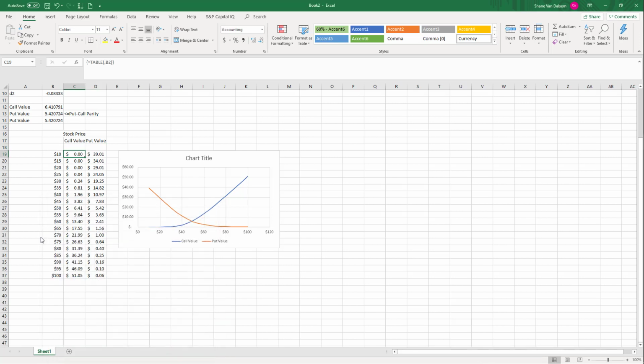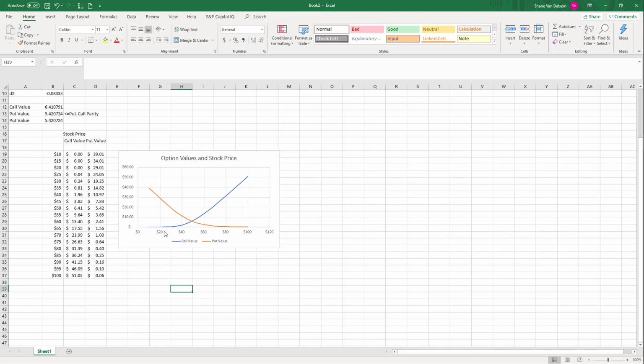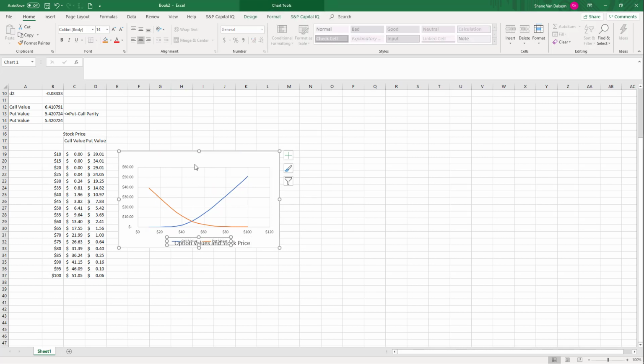There we go. I got rid of it that way. All right, so this is a change in the option values. We can see here as the stock price goes up, the value of the call goes up, and the value of the put goes down. So that's what we expect.